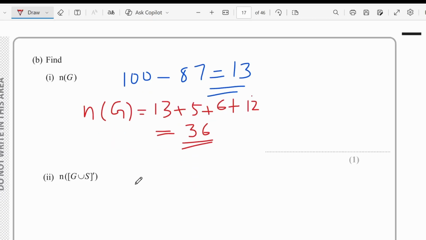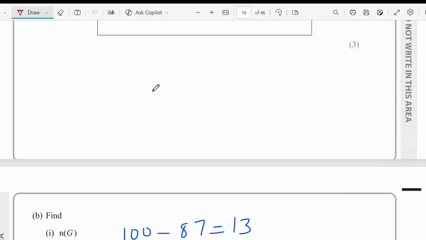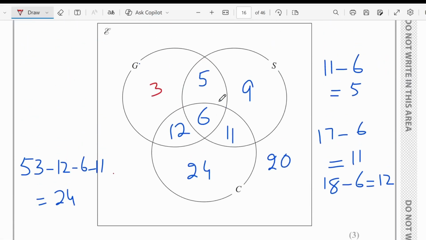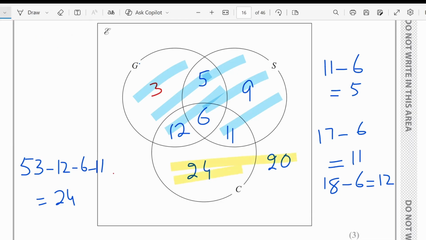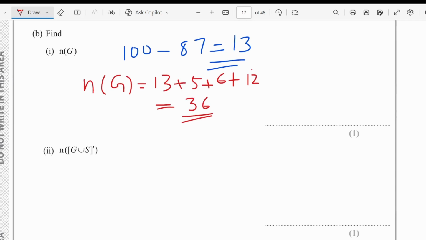Now we have to find the number of G union S complement. G union S is this part, and complement means outside of it. So outside of G union S would be 24 plus 20, that is equal to 44.